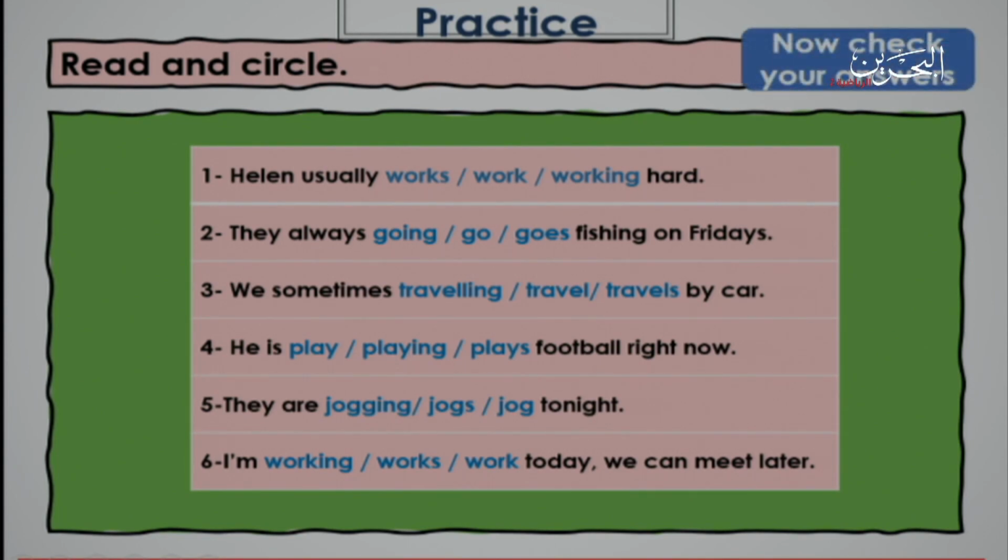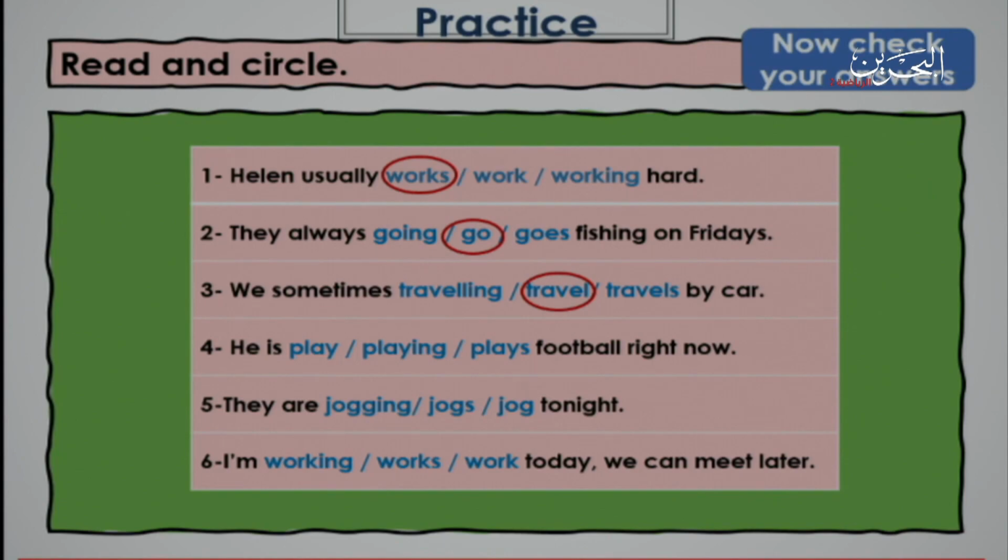Now, let's check our answers. 1, Helen usually works, because we have got she. Helen usually works hard. 2, they always go fishing on Fridays. 3, we sometimes travel. Why? Because we have got we, by car.